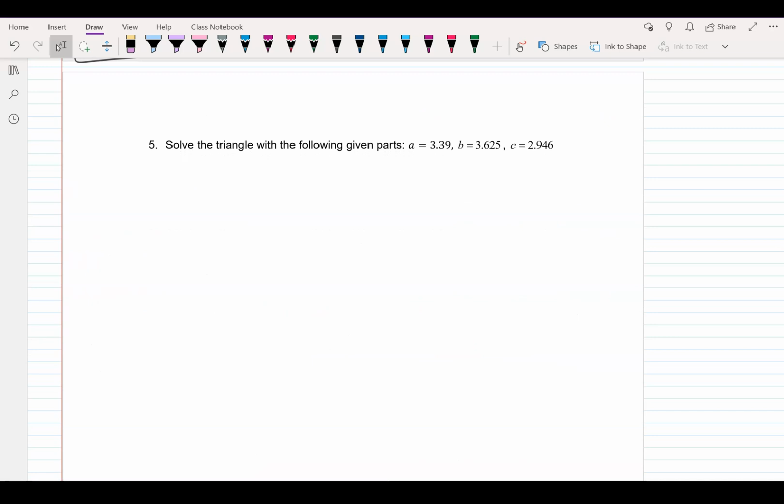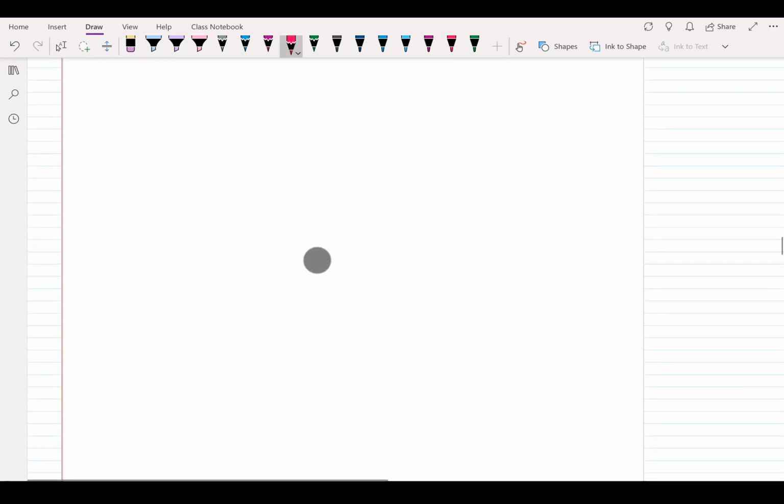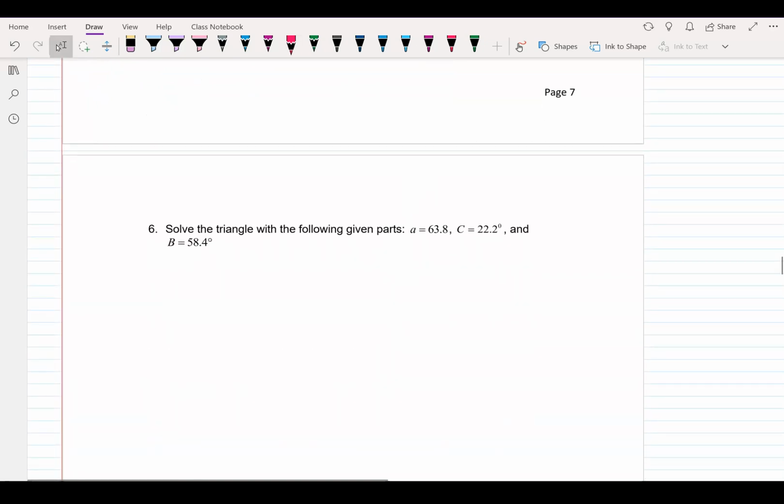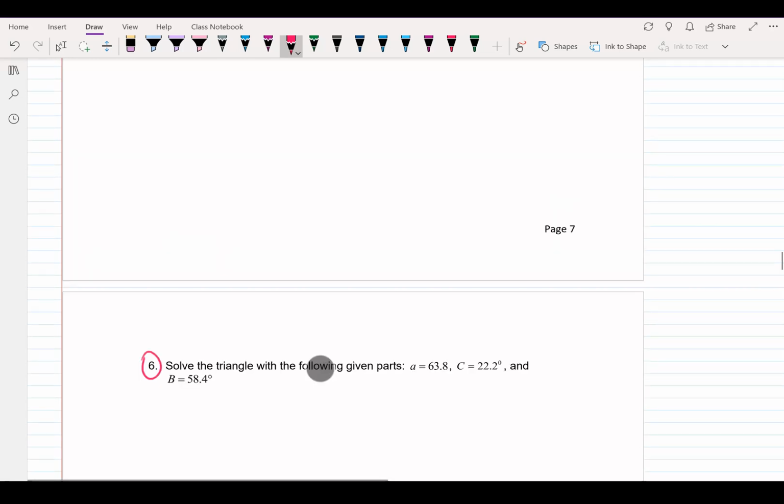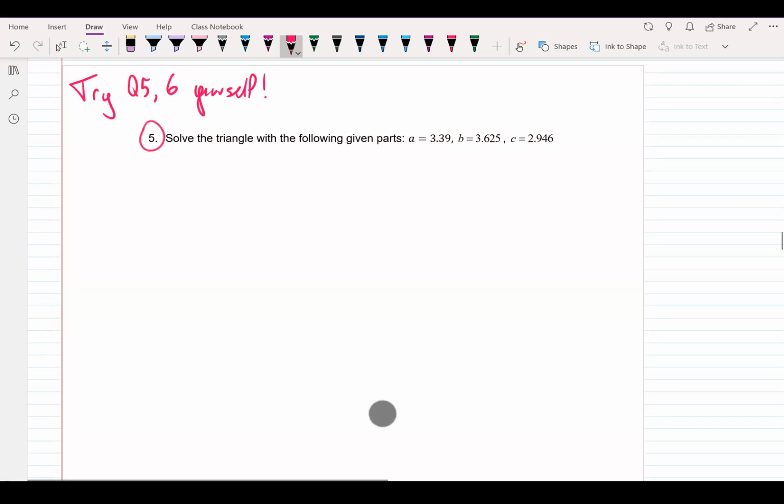So these questions, 5 and 6, are more questions similar to what we've done already. So I'm going to say, try question 5 and 6 yourself. Okay, so this one is for you to try. I'm going to go ahead and go to the next one. Oops. This is also for you to try. But I'll give you a little hint, okay?